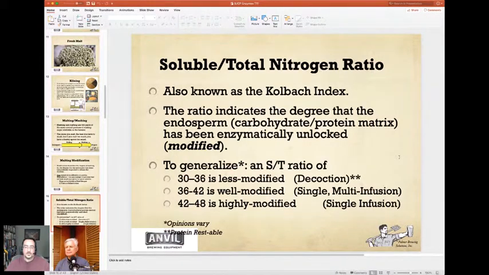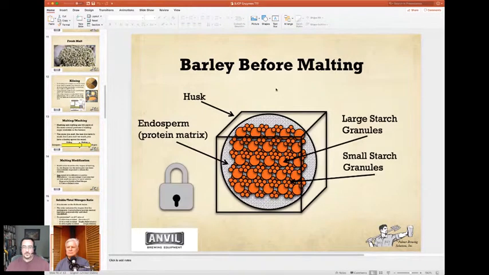It indicates the degree of unlocking. And to generalize, 30 to 36% is a less modified malt that is suitable for decoction. 36 to 42% is a well-modified malt that is more suitable for single or multiple infusion mashing. 42 to 48% is highly modified, and it is eminently suitable for just a single rest infusion mash.